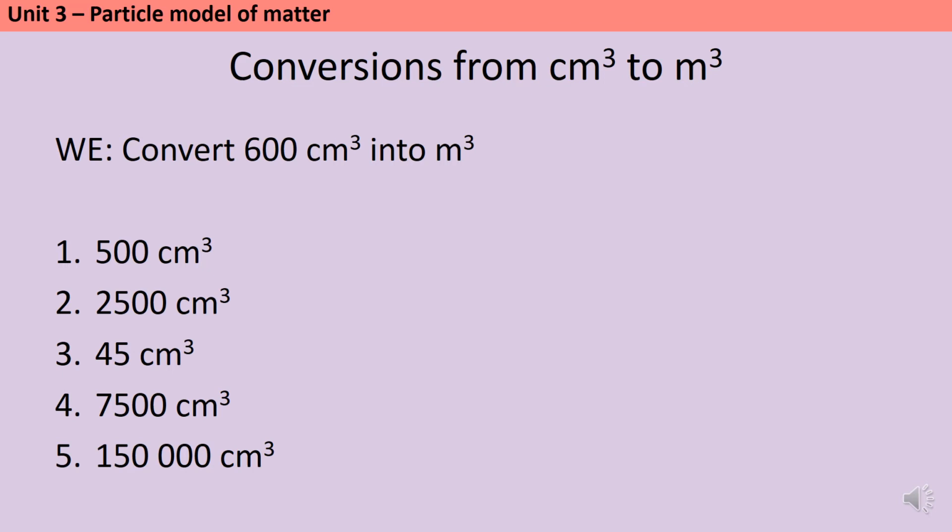So let's say that I've calculated that the volume of an object is 600 centimetres cubed. Well, if I want to work out its density, that's no good to me. I need the volume to be in metres cubed. So to turn centimetres cubed into metres cubed, I need to divide by 1 million. And so my 600 centimetres cubed is going to become 0.0006 metres cubed. Here are 5 more examples for you to have a go at, so pause the video and write down the answers now.